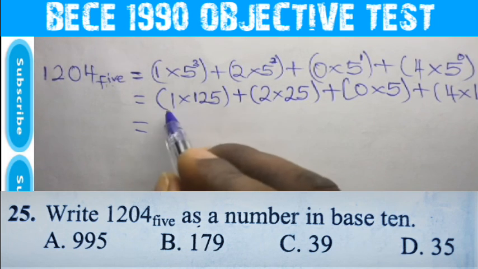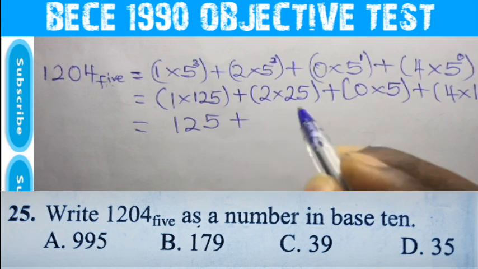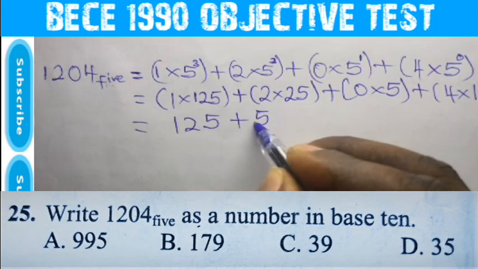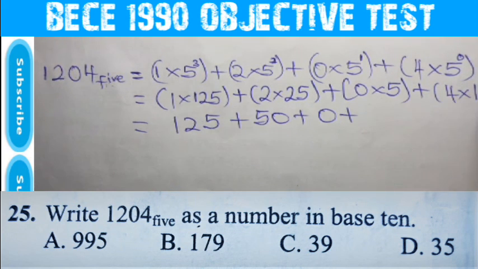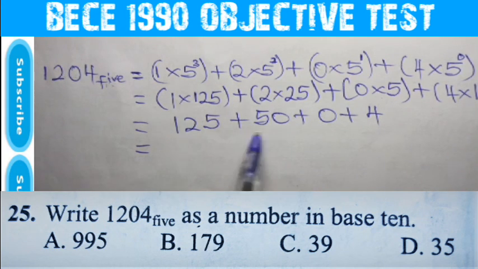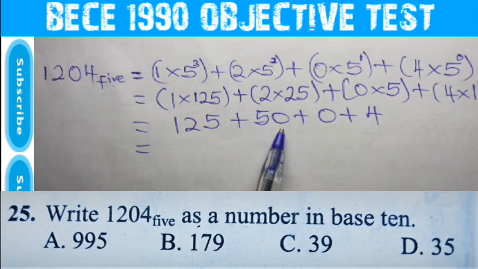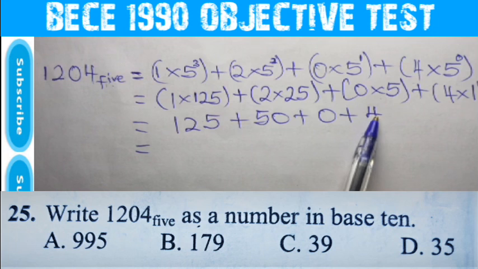So this is what we have. 1 multiplies 125, we have 125. 2 multiplies 25, we have 50. 0 multiplies 5, we have 0. 4 multiplies 1, we have 4. So this is it. We sum up all these. So 125 plus 50 gives us 175. 175 plus 0 gives us the same answer, 175. 175 plus 4 gives us 179.